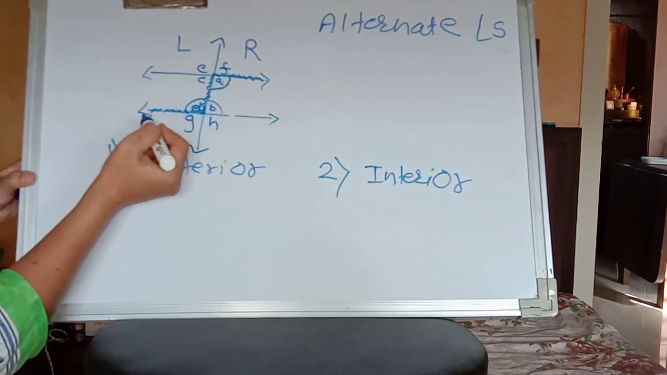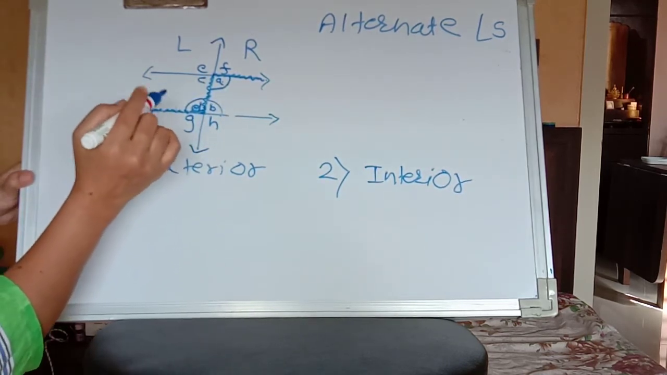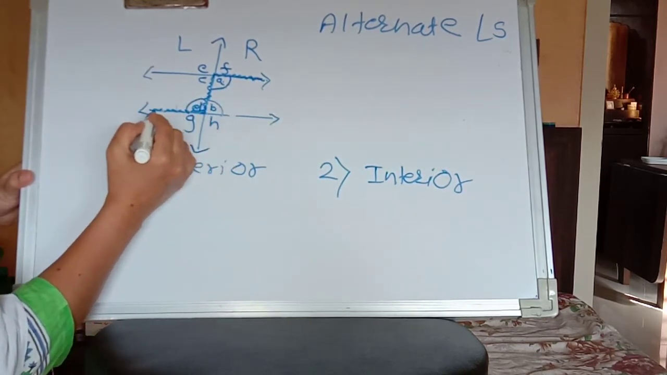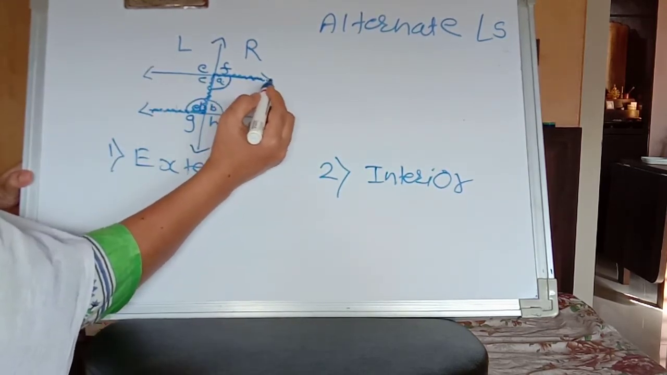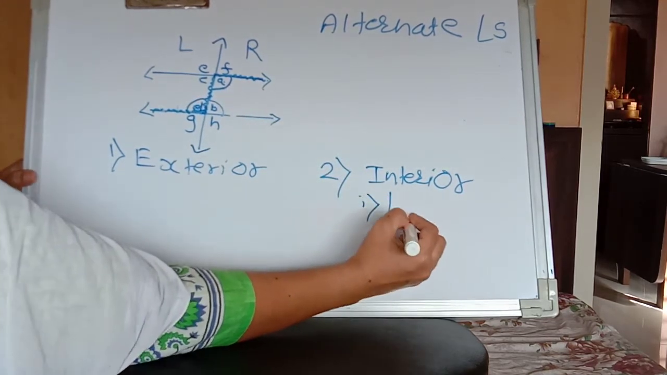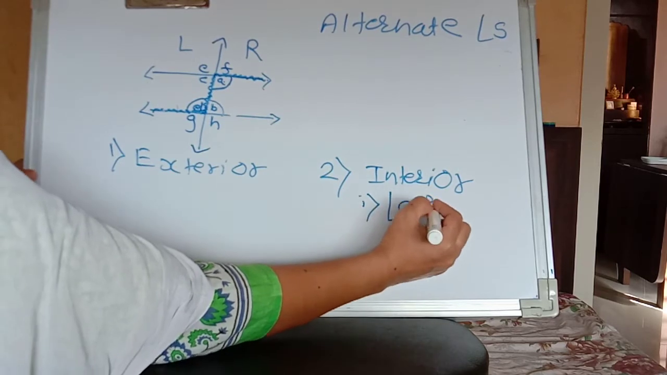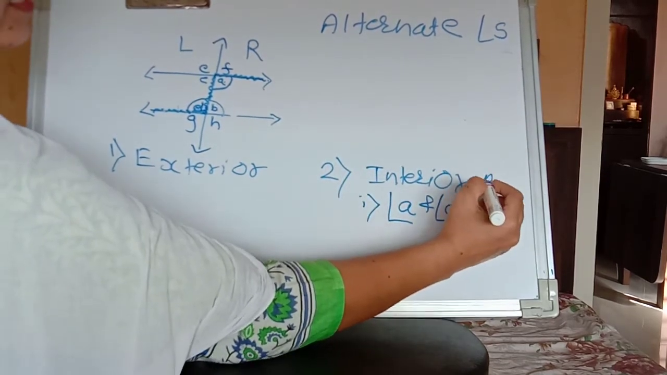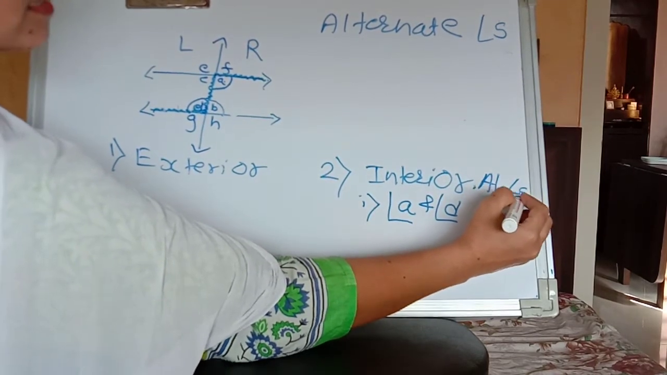Okay, so alternate angles, and one more trick is there to find alternate angles. They generally form the letter Z. Can you see this Z letter? So we have interior alternate angles. First pair, what do we have? Angle A and angle D. So these are interior alternate angles.